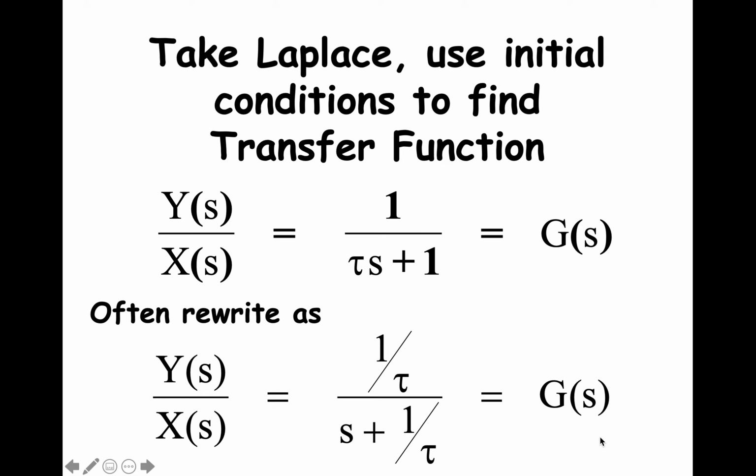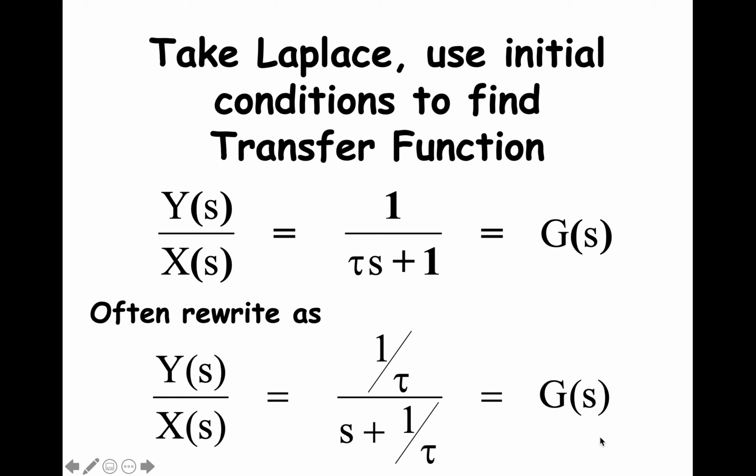Now we take the Laplace transform and use the initial conditions to find the transfer function. The detailed steps are in the course packet. This means the transfer function for our temperature sensor is 1 over (tau s plus 1), which is Y(s) over X(s), also G(s). We rearrange it to be (1 over tau) over (s plus 1 over tau).